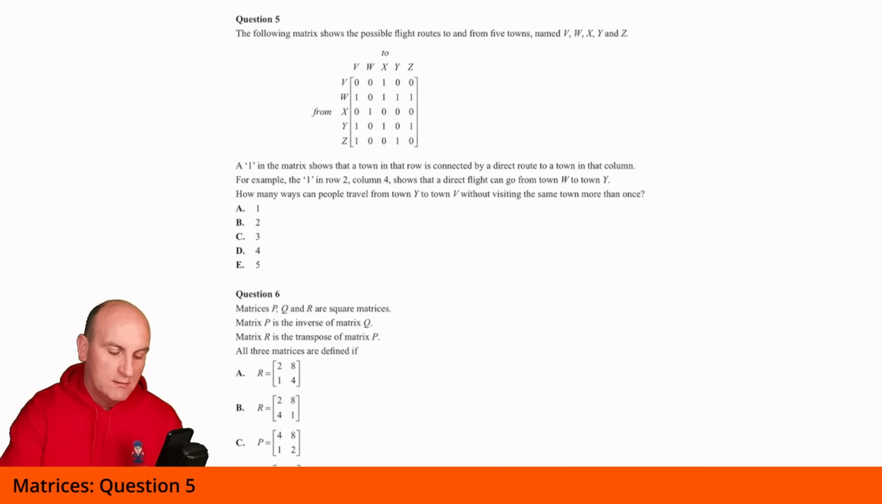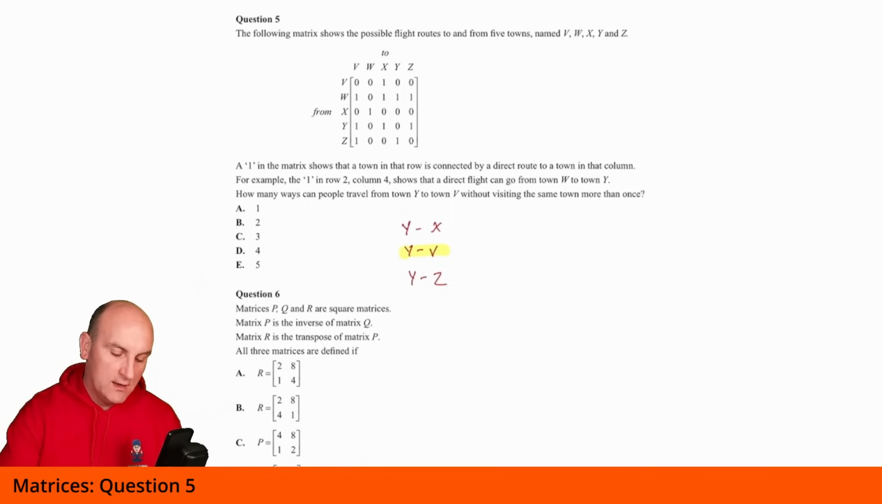Right, so we want to go from Y. The first thing I'm going to do is color in my Y. Y can go to X, Y can go to V, and Y can go to Z. In which case, I've already got one route there, so I'm going to highlight that one as my Y to V. Right, let's look at Y to X.